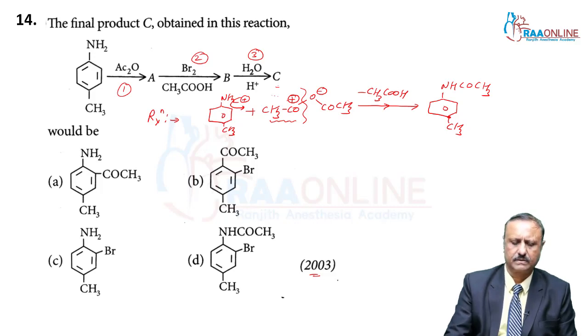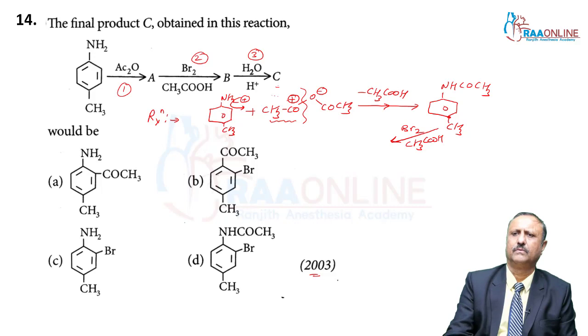Now, my dear students, when we react this with bromine, Br2, in the second step in acetic acid solution, we can see that two groups are present in this benzene. Here, my dear students, this NHCOCH3 group is a more dominating factor than the methyl group. So the ortho position of this group has maximum electron density.